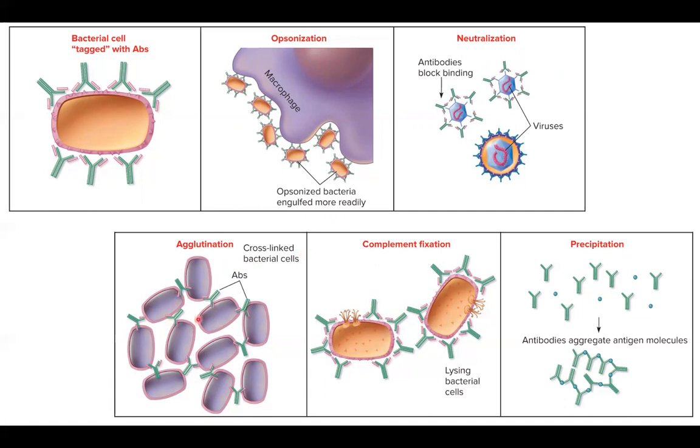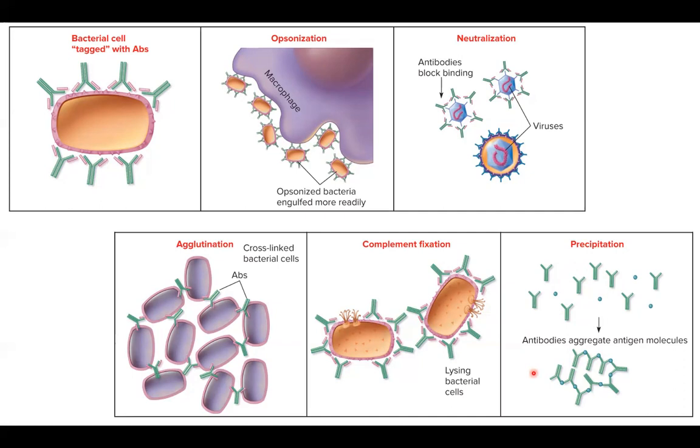Then we have agglutination, where we've got cross-linked bacterial cells. And here we've got complement fixation. And I like this little picture here. It's showing the complement proteins causing these cells to burst open like little fountains, like geysers coming out. And then precipitation here, we've got the antigen molecules just get taken out of circulation by the antibodies.